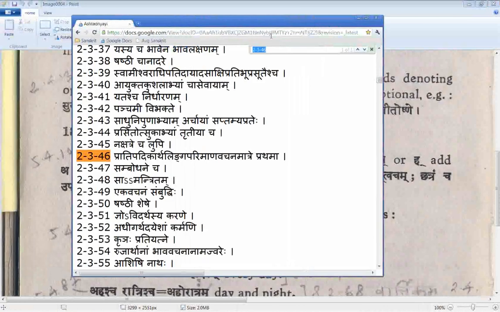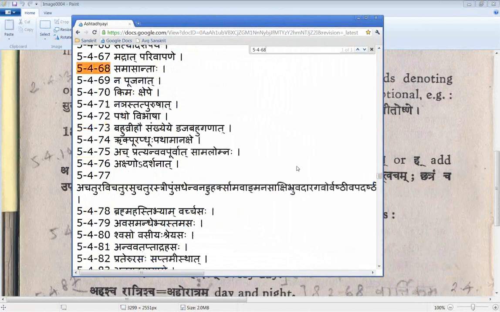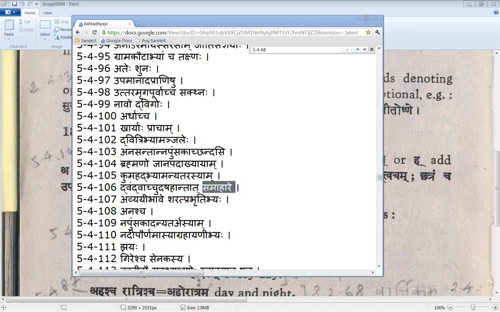Samasantaha. To refresh your memory, when you do samasa, we look at these two sections, samasanta pratyaya, and those start from 5-4-68, samasantaha. And then there was one sutram that's specifically for dvandva samasa, only one, and that one is 5-4-106, which you saw last time: dvandvachudashahantat samahare. So only in samahara dvandva, if it ends in the cha varga, the dakara, murdhanya shakara, or hakara, you get the pratyaya as the samasanta.